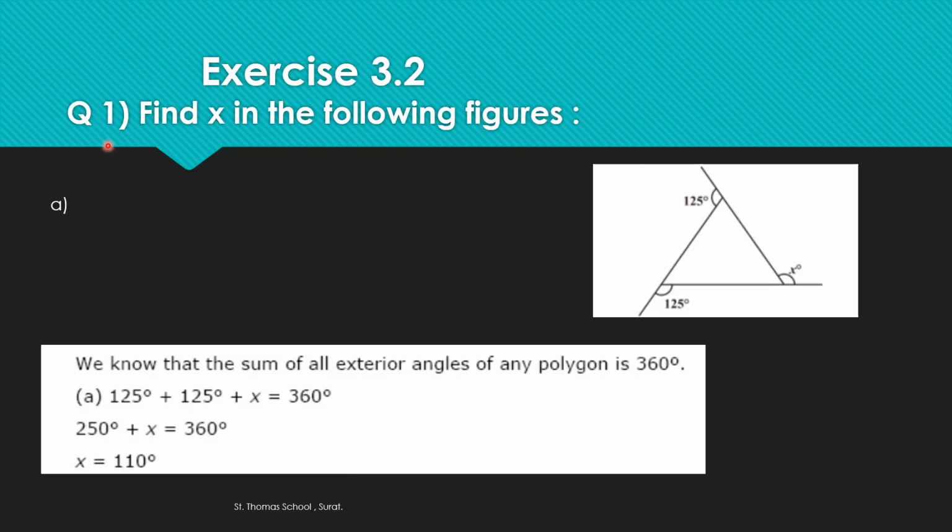Exercise 3.2, find x in the following figures. They gave one figure and we have to find the value of x. They are exterior angles, right? 125 is exterior, again exterior angle, x is also exterior. So already we have studied that the sum of all exterior angles of any polygon is 360 degrees. That is 125 degrees plus 125 degrees plus x is equal to 360. 125 plus 125 is 250, plus x is equal to 360. So x is equal to 360 minus 250. You can subtract and check. Answer is 110 degrees. It's clear?